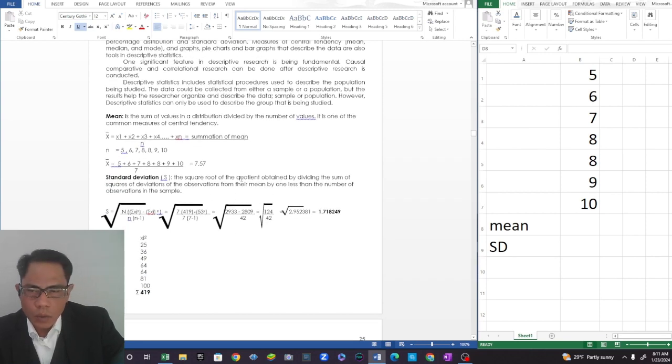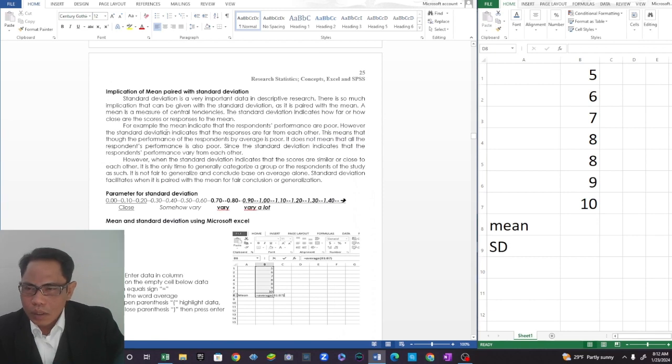And for standard deviation, it's the square root of the quotient obtained by dividing the sum of the squares of deviations of the observations from their mean by one less than the number of observations in a sample. That's very highly technical. So that's a formula. That's how you solve your standard deviation. You take your mean, square the deviations, get the sum, and just follow the formula. But we're not going through that. This is not a class. It's more of a crash course in the content. So let's go. I'll discuss the implications of the mean after we do the calculation.